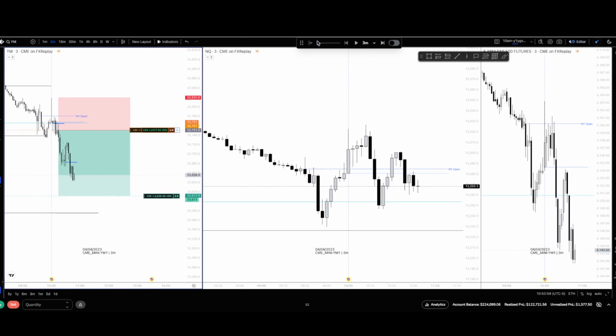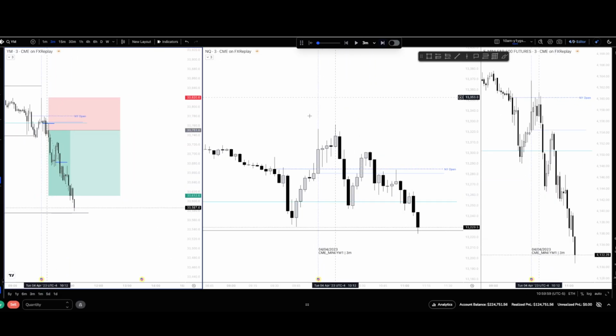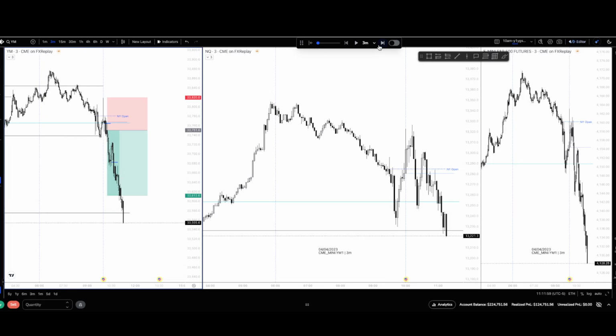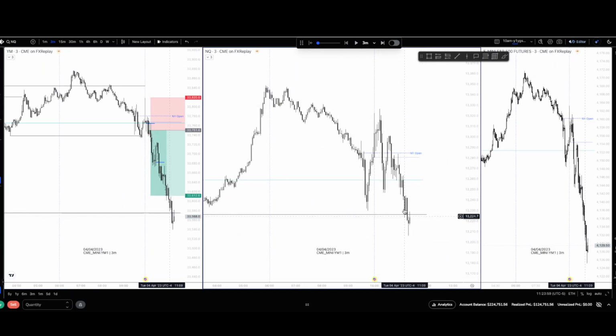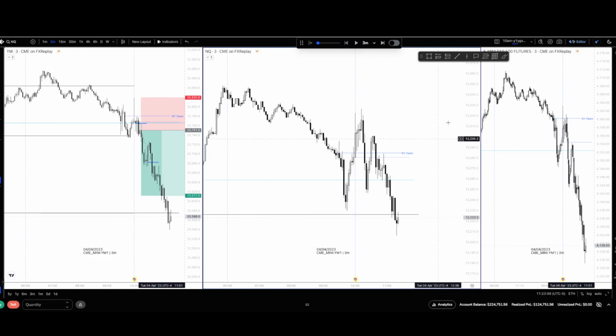Get consistent with 2R, and then we can start shooting for 3. And then there will be your full TP, and then that would be your full range low getting impacted. And as you can tell, NQ did want to go down lower as well.